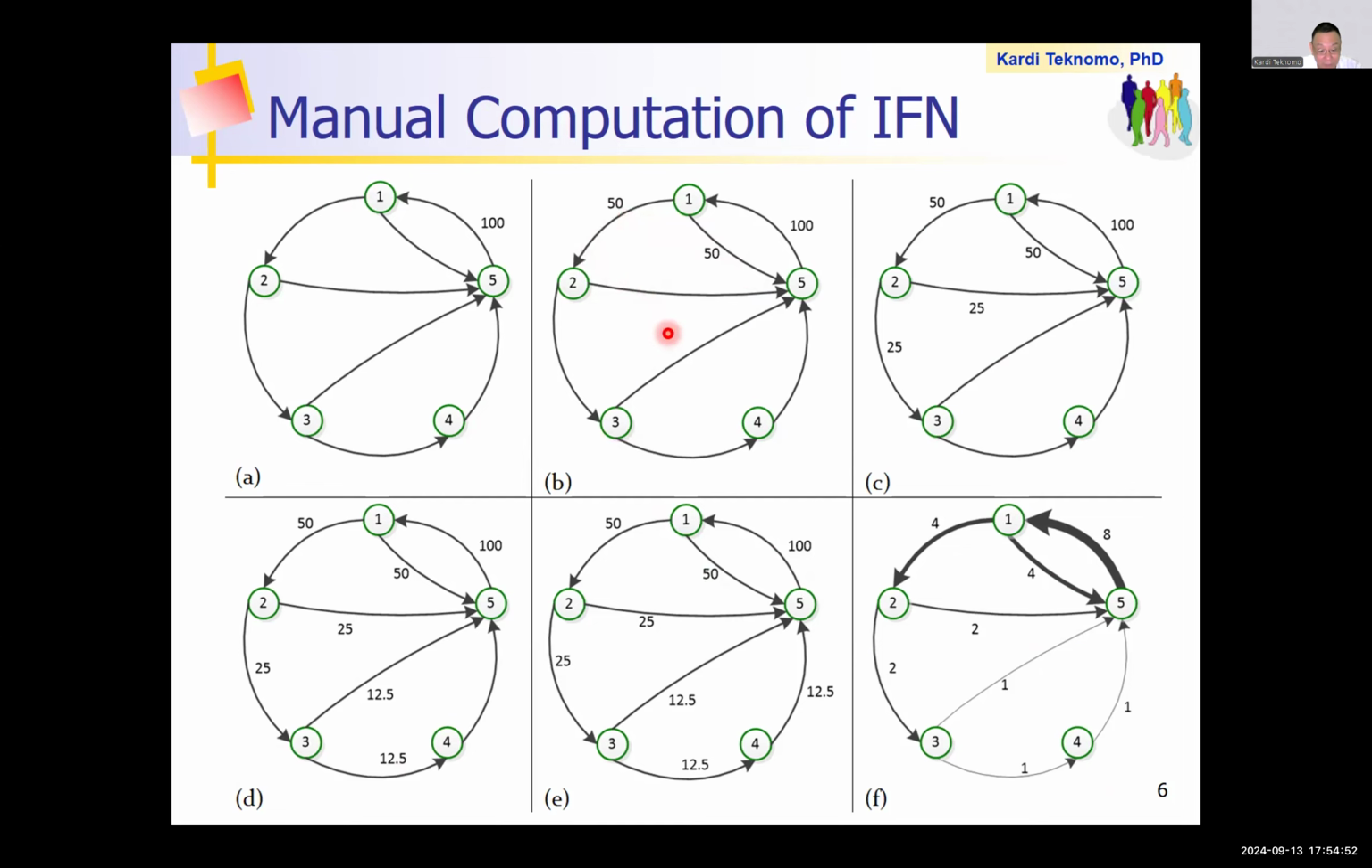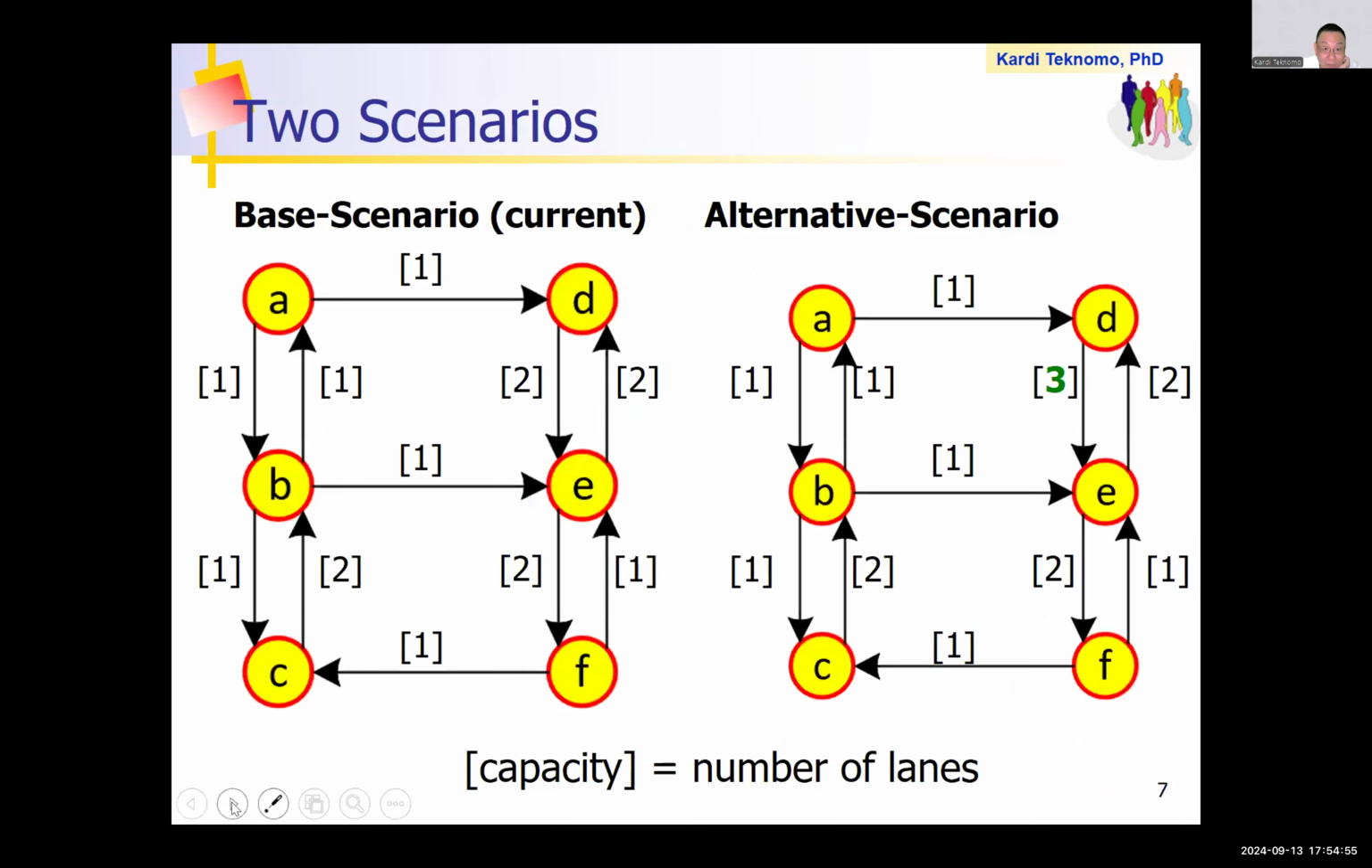Not necessarily equal, so you can set the distribution. Okay, so let's take an example. You have 2 scenarios. This is what you need to do in practice today. So you have 2 networks. This is called the base scenario, the current condition. And you have a second network. It is exactly the same, but you change a little bit here. So instead of 2 lanes, now you make it 3 lanes. The capacity here I set as the number of lanes. Is this clear or not?